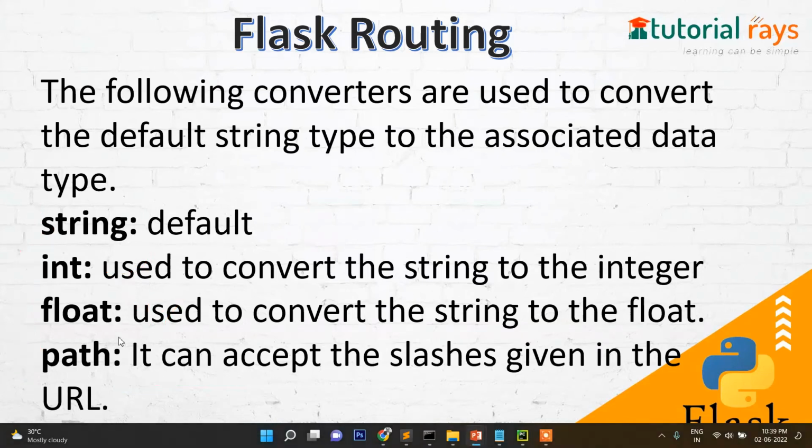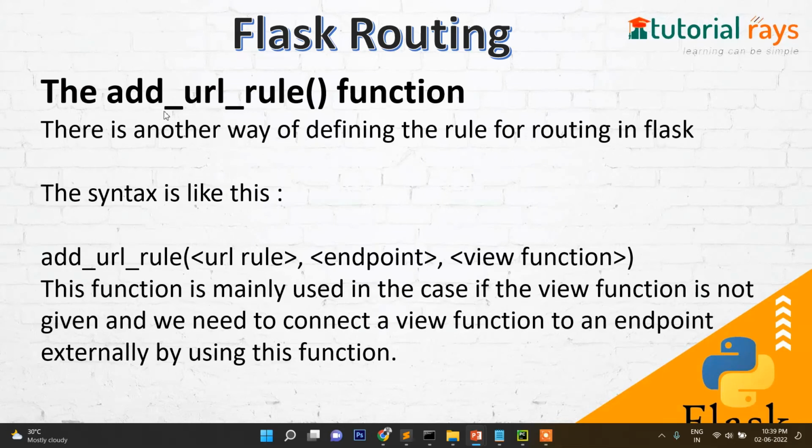Apart from that, there is also add URL rule. In place of a route you can also use this one. So there is another way of defining the rule for routing in Flask. There are 3 parameters here. This function is mainly used in case a view function is not given and we need to connect a view function to an endpoint externally by using this function.